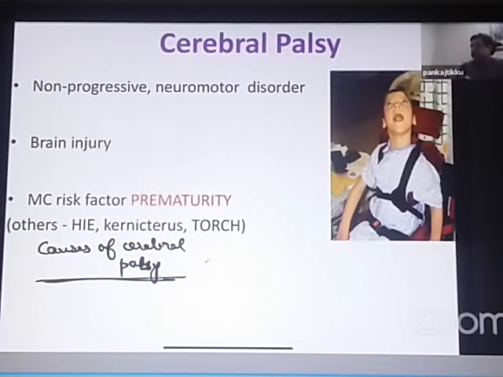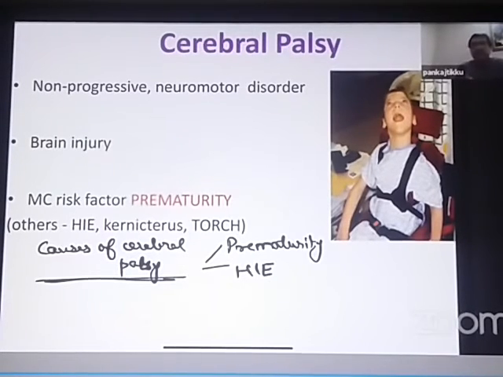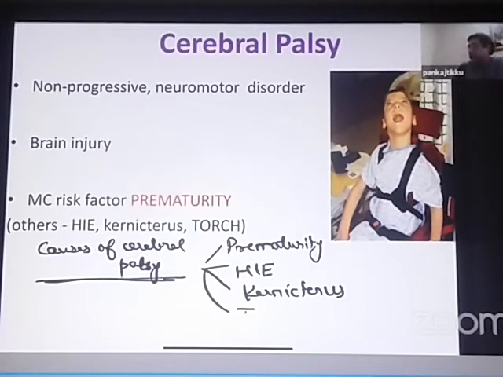The causes of cerebral palsy include prematurity. Then it includes hypoxic ischemic encephalopathy, which we discussed in neonatology. It can be a damage to the brain which can occur because of serum bilirubin levels, so kernicterus. It can also occur because of congenital infections, TORCH infections in children. In addition, a low birth weight can also be an important cause of cerebral palsy.